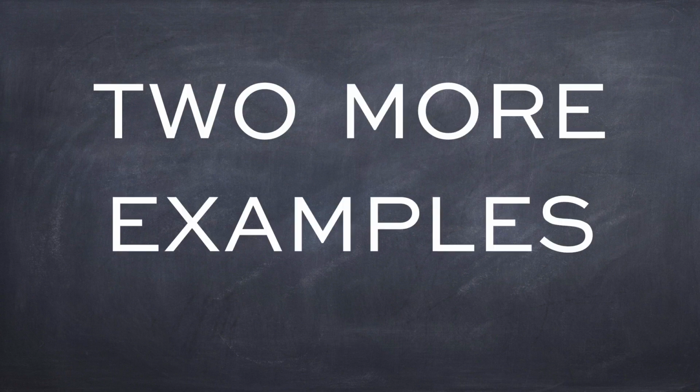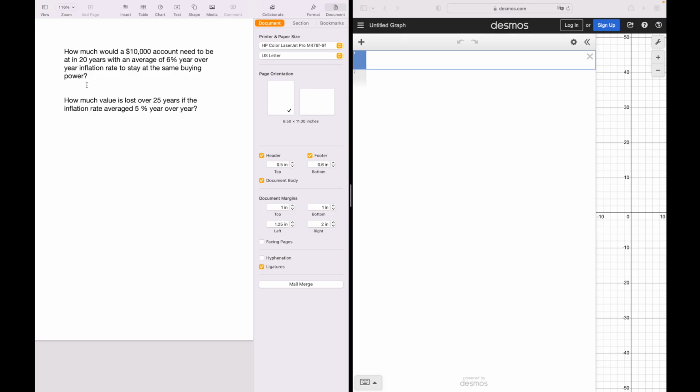We're going to do 2 more quick examples here. So buckle up and then get ready to take the quiz. Do these pretty quick. Same exact thing. So first question, how much would a $10,000 account need to be at in 20 years with an average of 6% year-over-year inflation to stay at the same buying power?